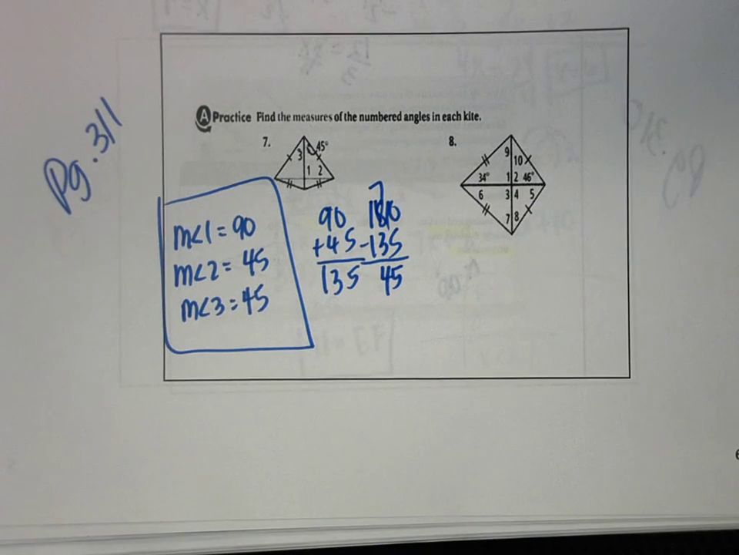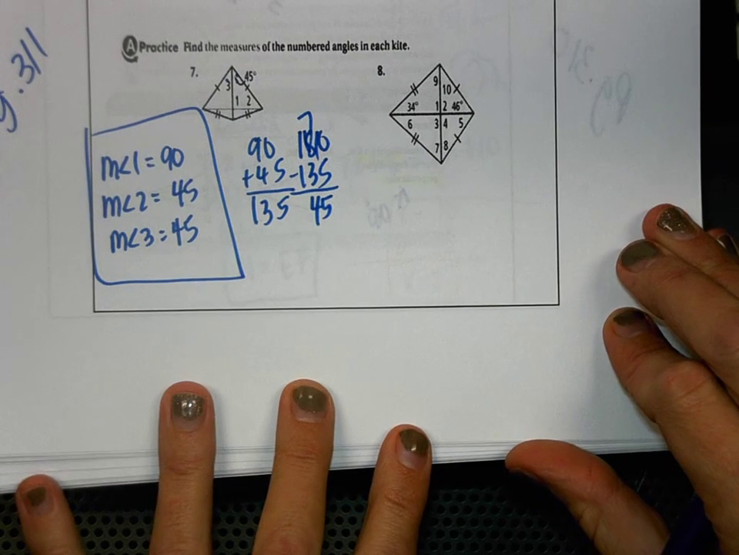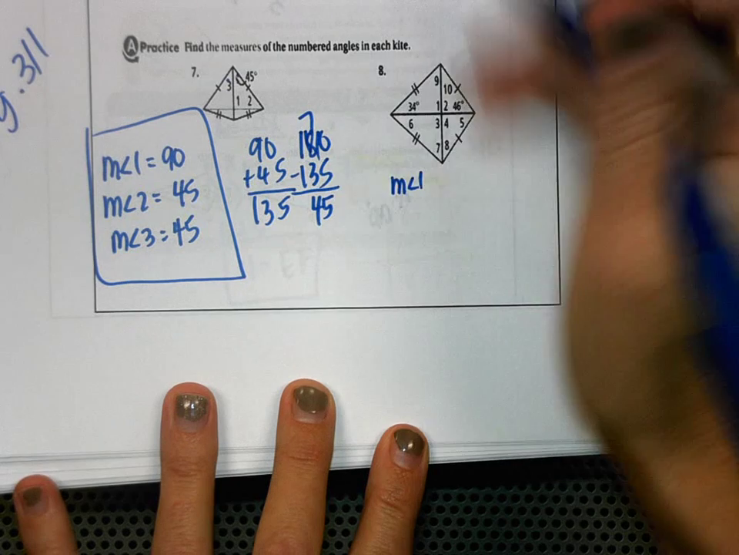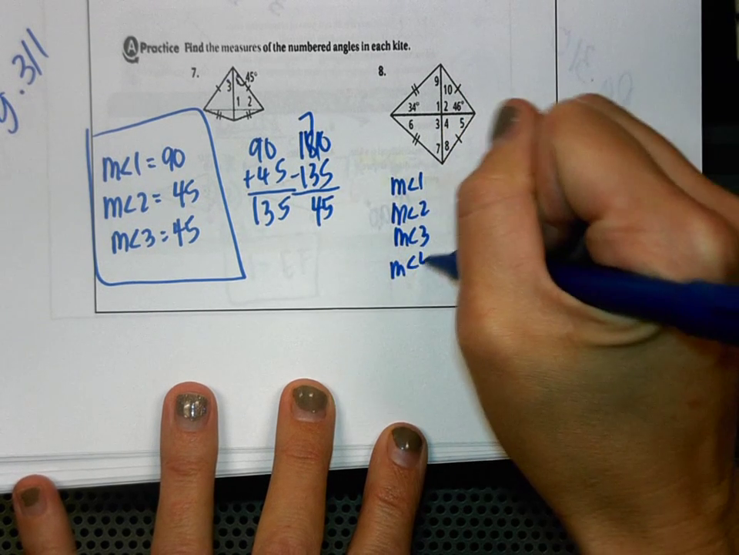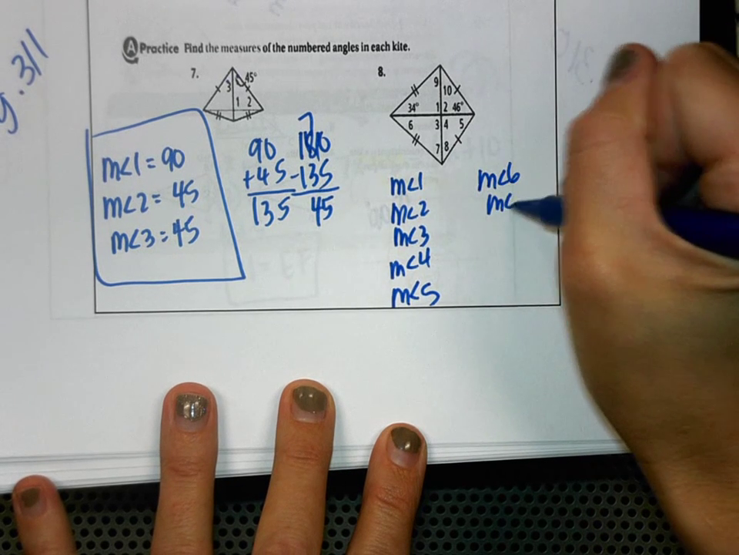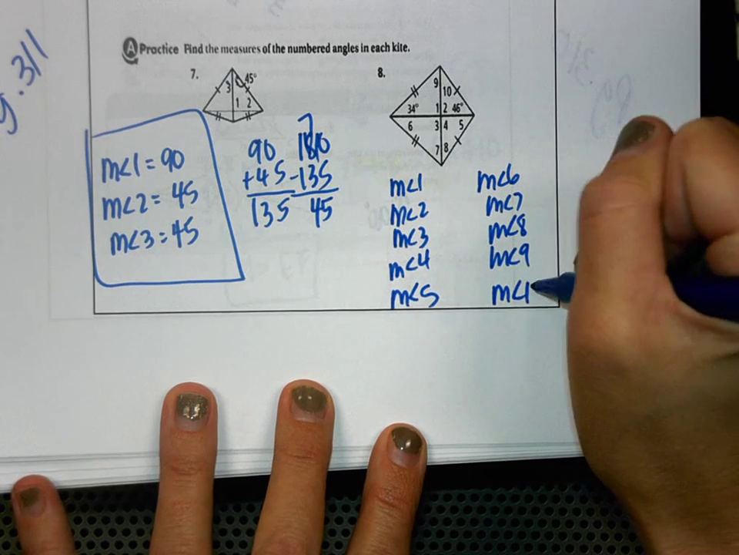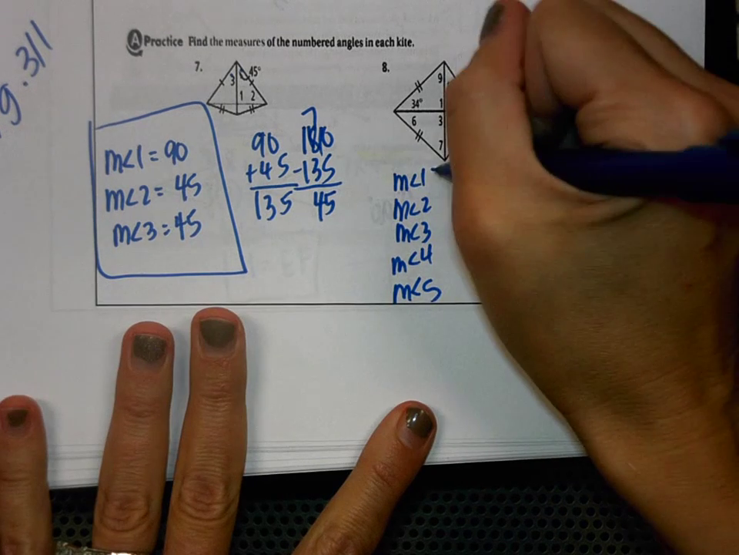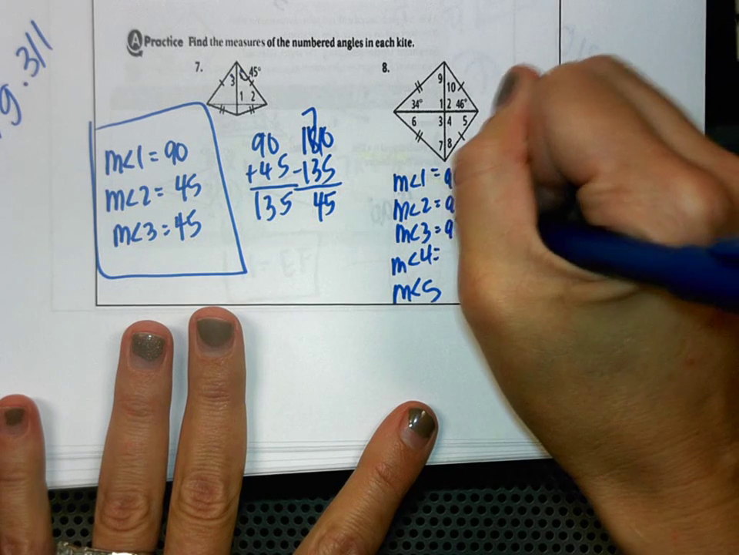Okay, number 8 is a little bit more complex, but again, we can do this. We're just going to go ahead and write everything out here. So let's go ahead and do measure angle 1. It looks like we go all the way to 10. Measure angle 2, 3, 4, 5, and then we're going to do 6, 7, 8, 9, and 10. Okay, 4 of them are pretty easy there. Right there in the middle, 1, 2, 3, and 4, all of those are 90 degrees because those are perpendicular lines, perpendicular diagonals.